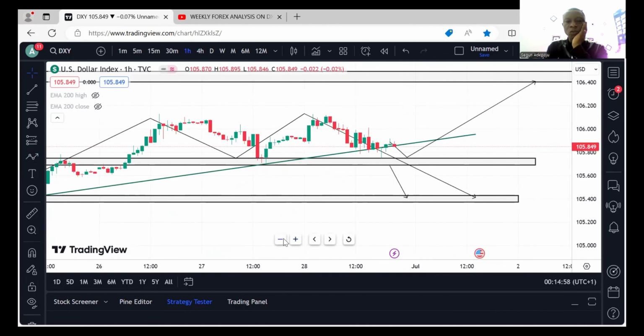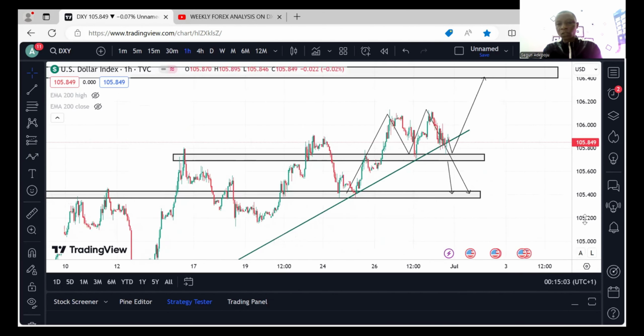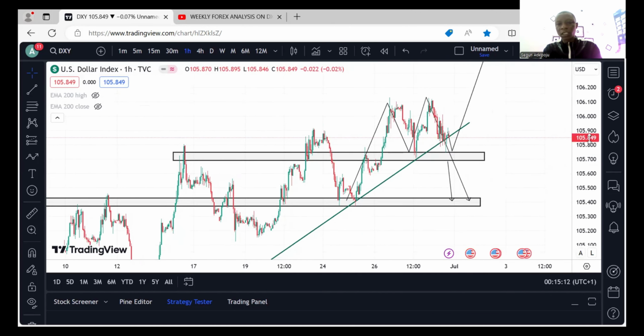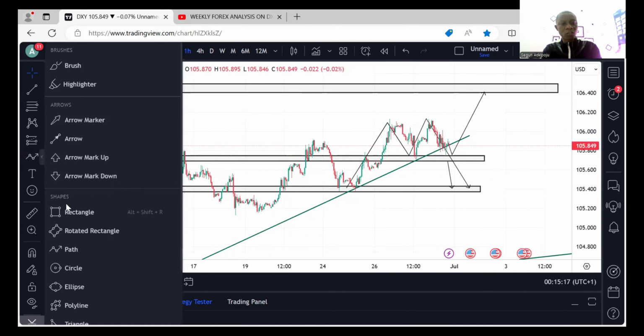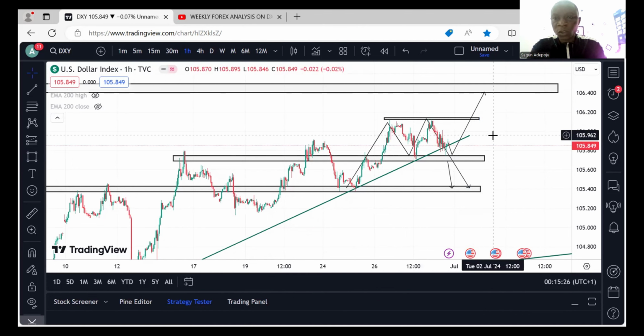For those who are going to trade the dollar index, let's be very careful this week. Allow the market to break before you look for a sell. Then if the market refuses to break this level, we still expect the bullish continuation. But when the market reaches this resistance level, which is a double top here, we respect it.